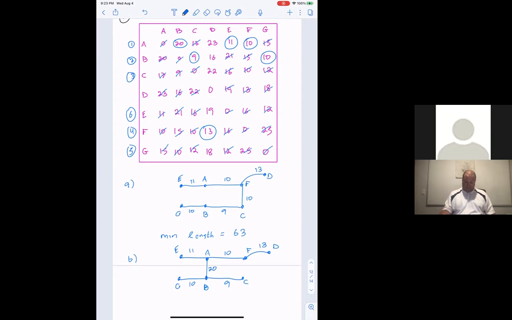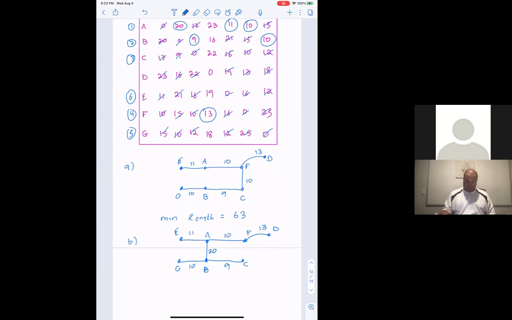So notice that essentially all we did is we removed the FC connection, replaced it with an AB connection. So we removed a 10, we added 20. So now the extra length is 10 for a total of 73.